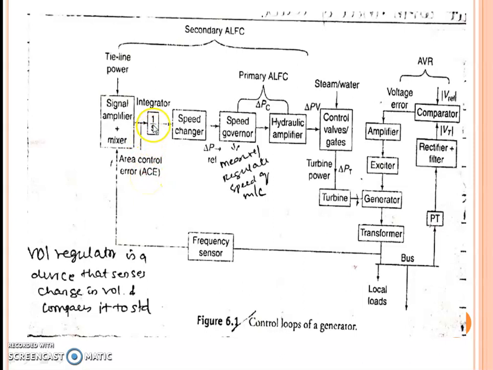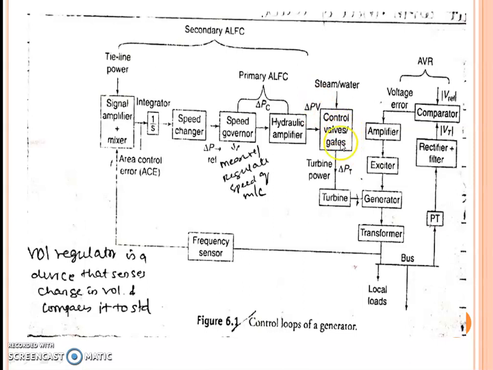Both inputs are fed to the integrator, and the result from the integrator is given to the speed changer unit, where we get the delta P reference value. This delta P reference value is given to the speed governing system. The speed governing system will either measure or regulate the speed of the machine. That output, delta PC, is given to the hydraulic amplifier, and the output of the hydraulic amplifier, delta PV, is given to the control valves or the gate.